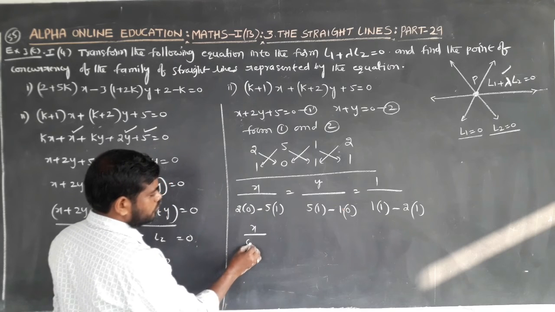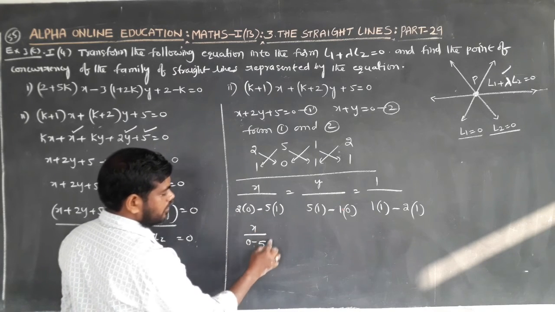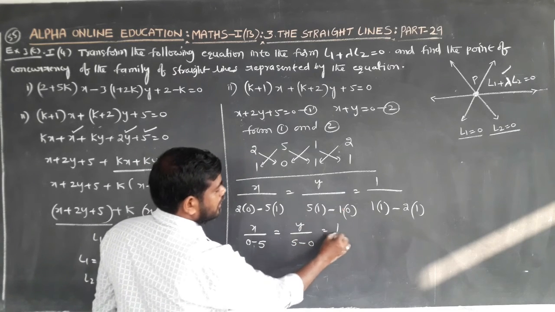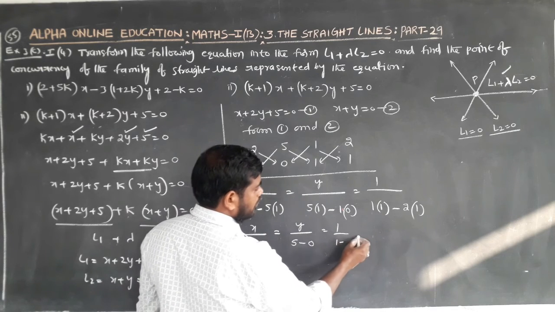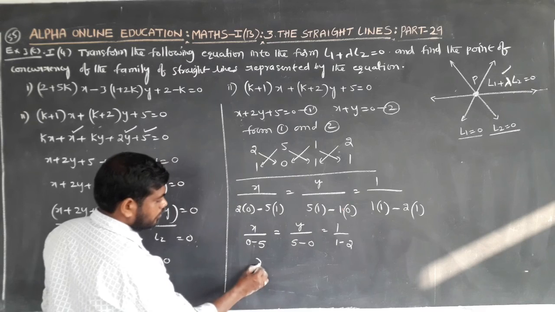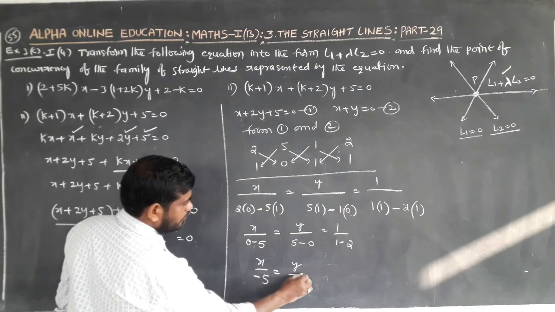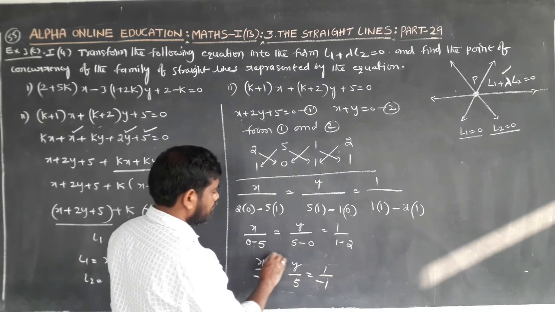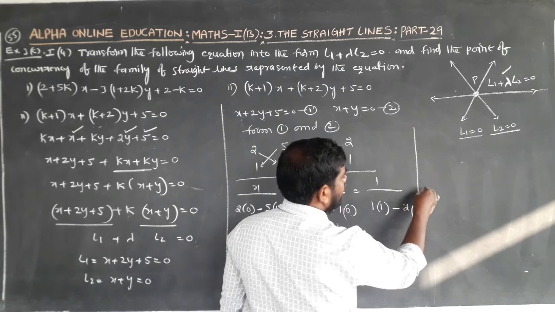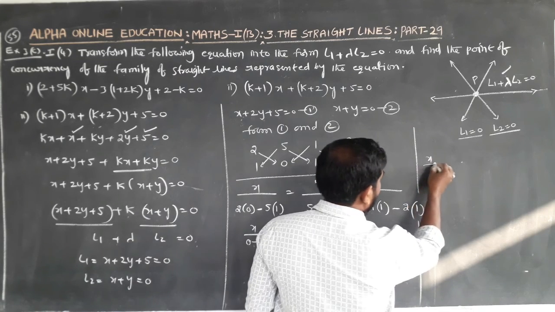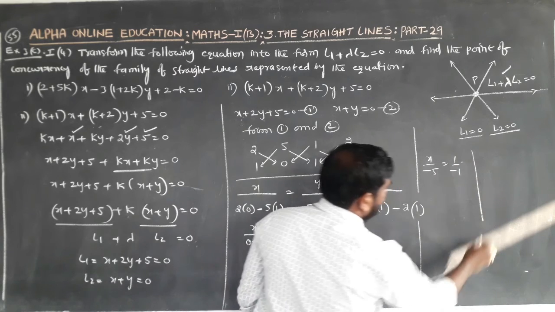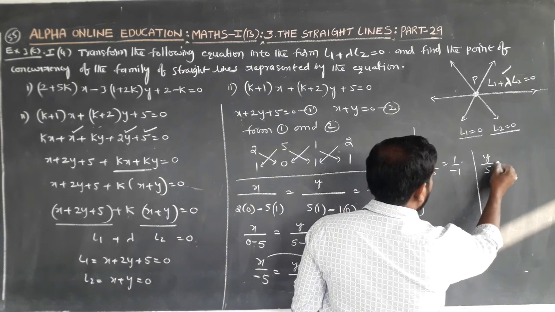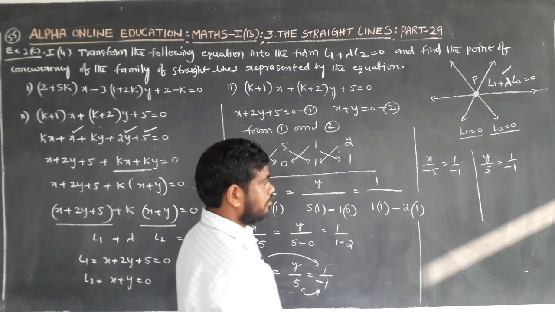X by: 2 into 0 is 0, minus 5 into 1 is 5. Y by: 5 into 1 is 5, minus 1 into 0 is 0. 1 into 1 is 1, minus 2 into 1 is 2. X by minus 5, y by 5 is equal to 1 by 1 minus 2, which is minus 1. Equating first and last, x by minus 5 is equal to 1 by minus 1. Equating second and last, y by 5 is equal to 1 by minus 1.